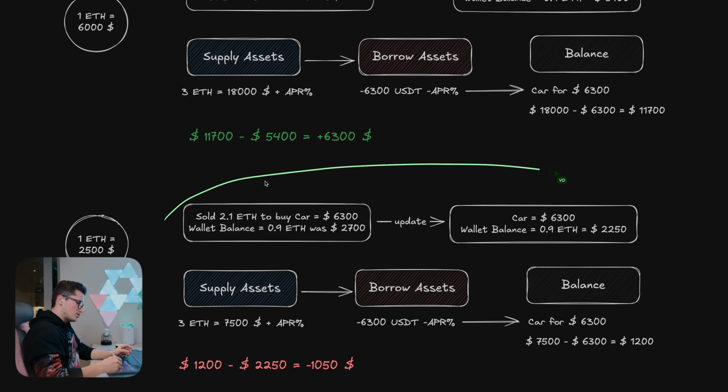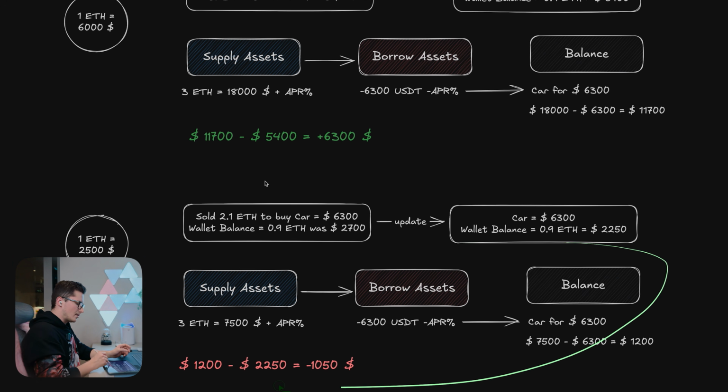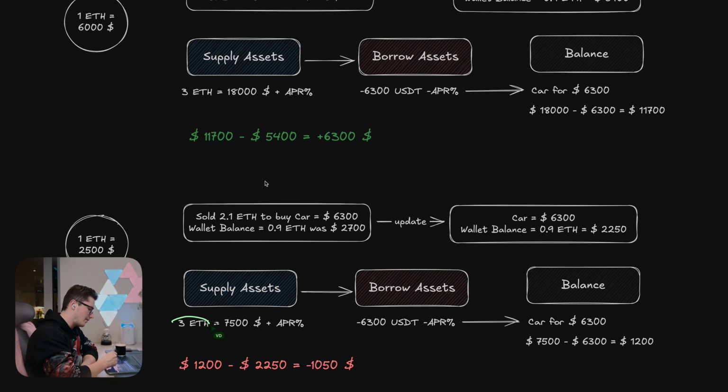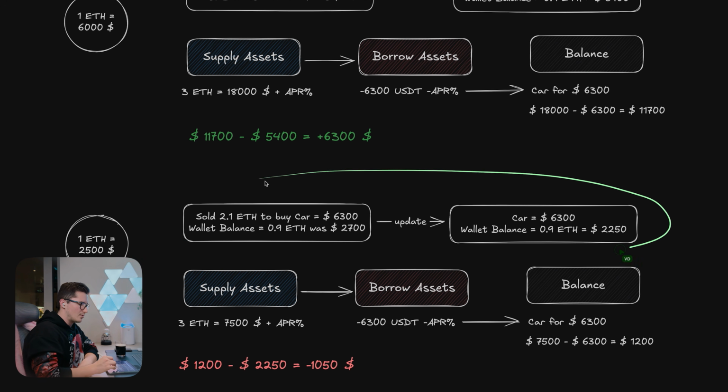Let's compare this situation with the situation inside of our lending protocol with our position. The supply assets are the same 3 ETH, but it costs right now $7,500 plus some APR. We still owe the lending protocol 6,300 minus some APR. And the car is the same here and here. But our balance is going to be 7,500 minus 6,300, and it's $1,200.